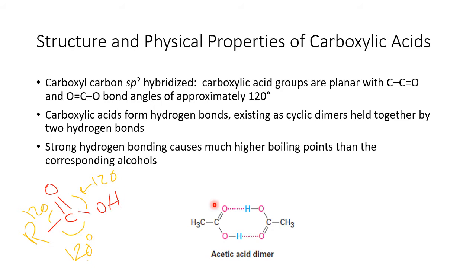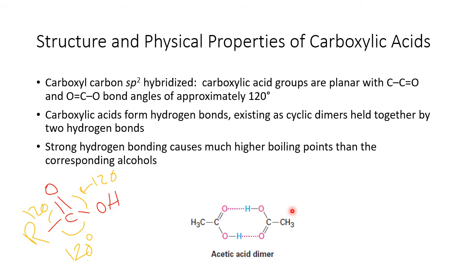This is called dimerization. Whereas in the case of alcohol, you see one hydrogen bond with a single molecule, usually, and so this is a weaker interaction between two alcohol molecules. In the case of carboxylic acid, it is a much stronger interaction when two carboxylic acid molecules are interacting. So the reason is that the strong hydrogen bonding of carboxylic acids causes them to have a much higher boiling point than the corresponding alcohol.